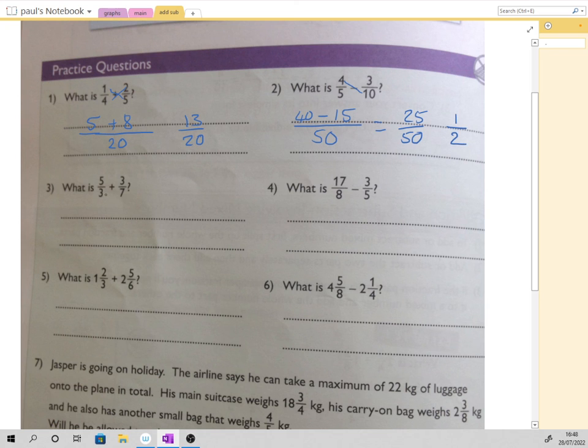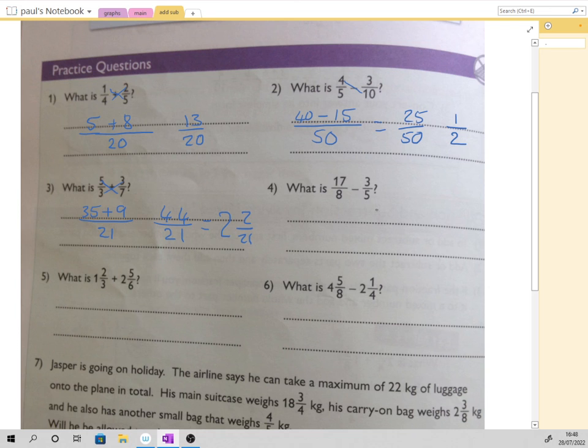So far so good. Again, 3 times 7 is 21. 7 times 5 is 35. 3 times 3 is 9. So that's 44 over 21. How many 21s go into that? Well, 2 of them is 42. So that will equal 2 and 2 21sts.